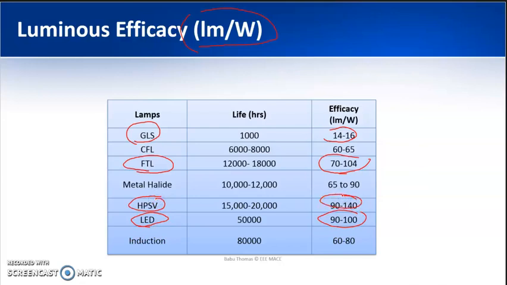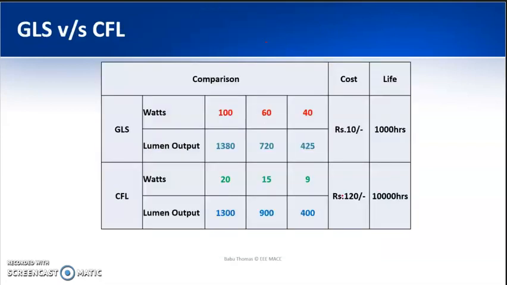So it all depends upon the type of the lamp, and we have already seen that there was a lot of talk regarding replacement of the incandescent lamps at your house using a compact fluorescent lamp. We'll just do a calculation based on that. You can see that a 100 watt incandescent lamp will be producing 1380 lumens. A 60 watt will be producing 720 lumen output. A 40 watt will be producing 425 lumen output.